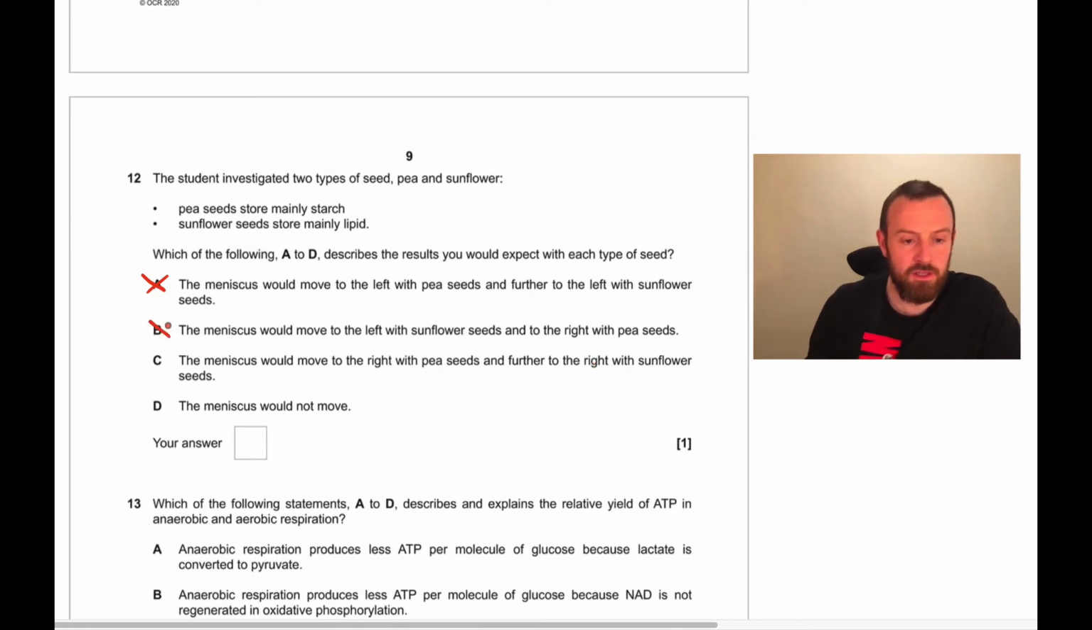That's not true either because it's again left. Meniscus would move to the right with the pea seeds and further to the right with sunflower seeds. Meniscus would not move. No, that's not true. Okay, well C is correct by process of elimination.